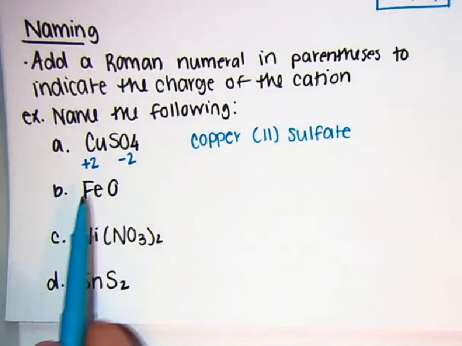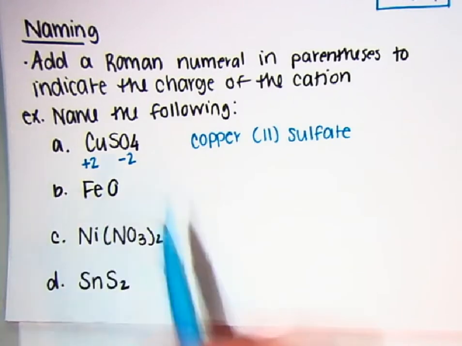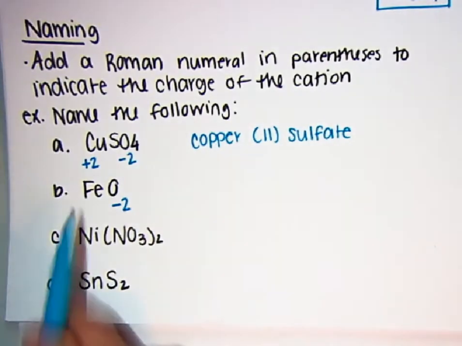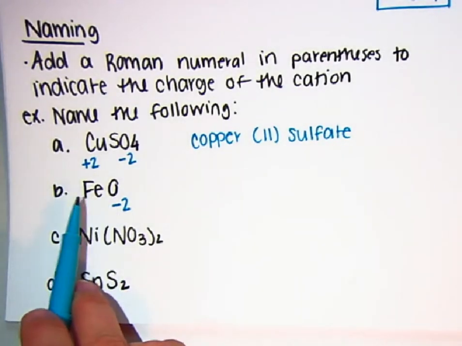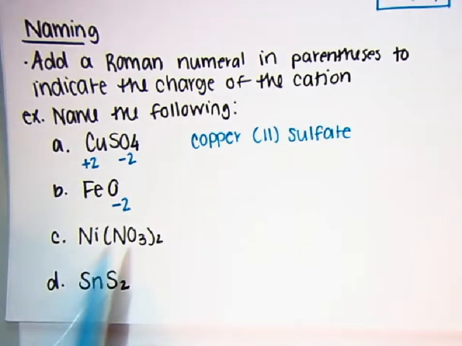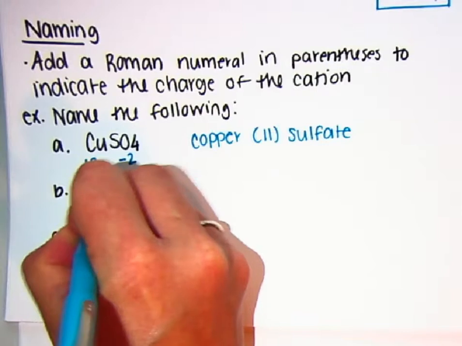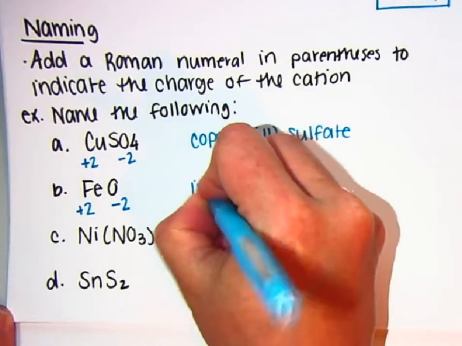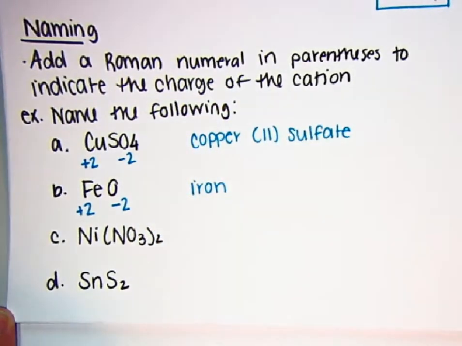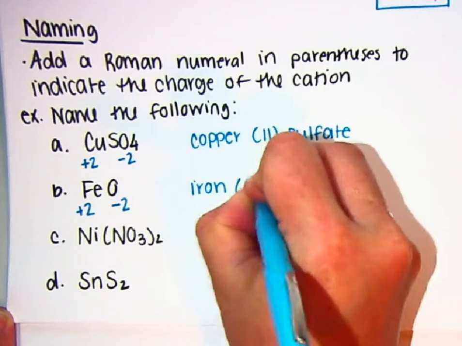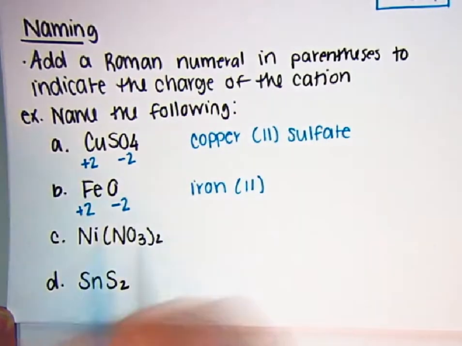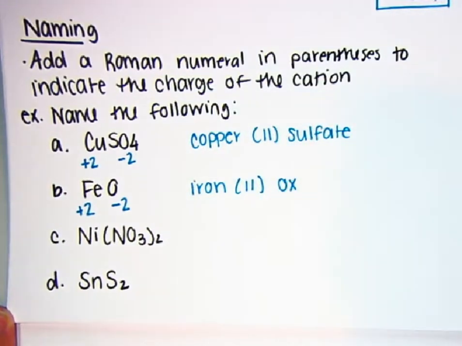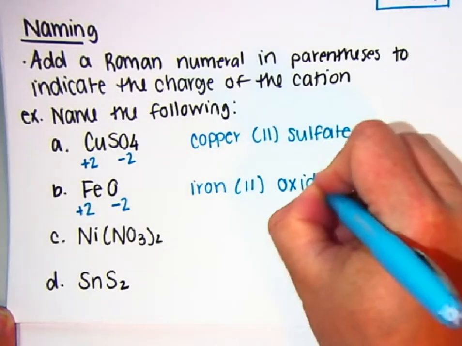B. Again, we don't know the charge of the cation, so start with the anion. Oxygen is always -2. This is a 1-to-1 ratio. I have 1 iron and 1 oxygen. If oxygen is -2, iron has to be +2 to get to a net charge of 0. Cation comes first. Never change the name of the cation. Add the Roman numeral in parentheses. Follow the normal naming rules for oxygen. We are going to drop the ending of oxygen and add I-D-E.